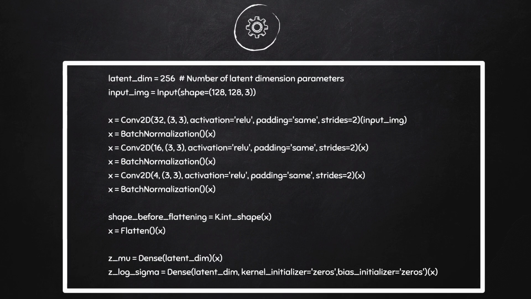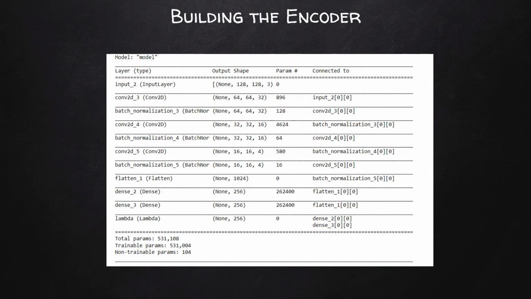We start with an input layer of image size 128 by 128 by 3. Then we add 3 convolution layers, each followed by a batch normalization. The batch normalization helps to keep the output within a normal distribution. We then add a dense layer followed by 2 distribution layers, that is the mean and the variance of the distribution. The encoder looks something like this. Pause the video for a while and see if you understand the output and how it relates to the code.